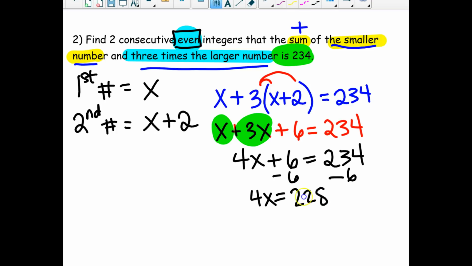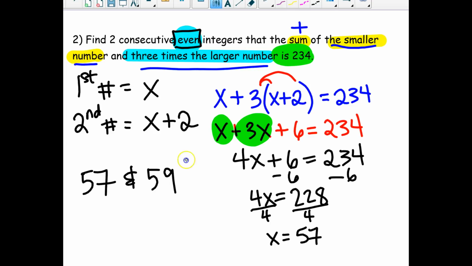That gives 228, and divide by 4, which would give me 57. So again, 57 is going to be my first number. And in order to find the second number, I would substitute: 57 plus 2 is 59.